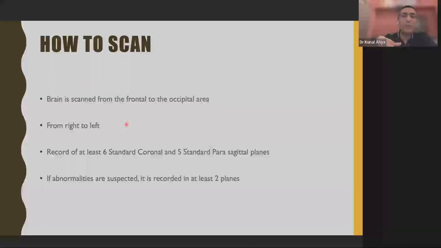In a coronal plane, we tilt the probe from anterior to posterior. And in a sagittal plane, we angulate the probe from right to left. You could move your probe randomly in many planes, but you should have a protocol with standard views. Like in echocardiography, you have the apical view, parasternal short axis, long axis, and PDA ductal view. Similarly, in the brain you will have six coronal and five sagittal views that you should document. Whenever any abnormality is detected, you should record it in at least two planes, coronal and sagittal. Again, six coronal and five standard parasagittal views for the anterior fontanel.